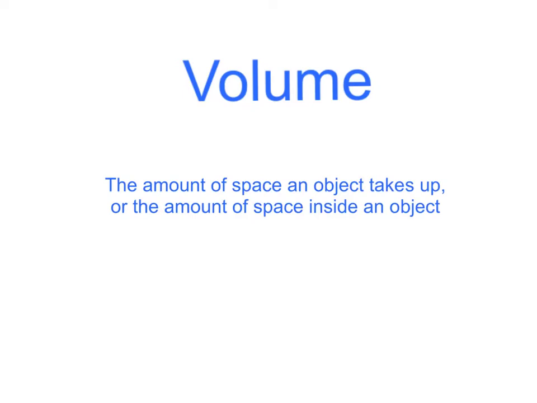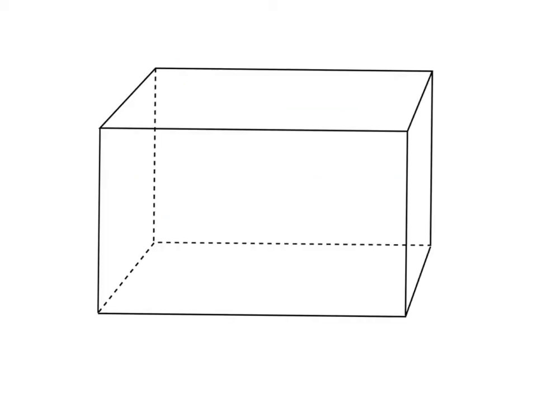In this lesson, we're going to continue to learn about three-dimensional shapes, and we'll be focusing on volume. Volume is the amount of space an object takes up, or the amount of space inside of an object. We will start by finding the volume of a rectangular prism because it's the easiest to visualize.